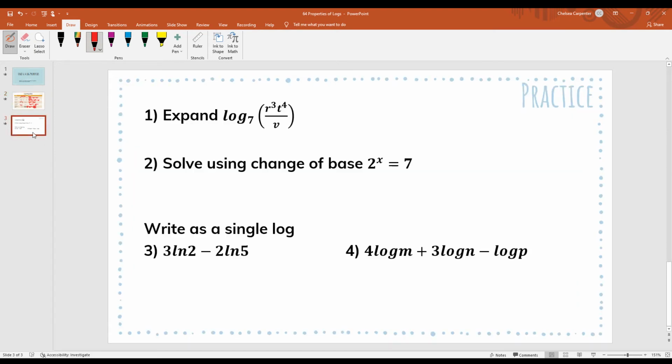All right, so here are some practice problems. If you want to go ahead and pause right now and try these problems, I am going to go over them in just a moment, but please try them on your own.